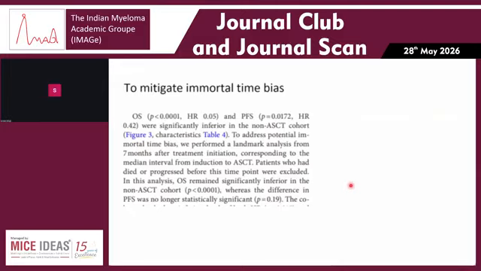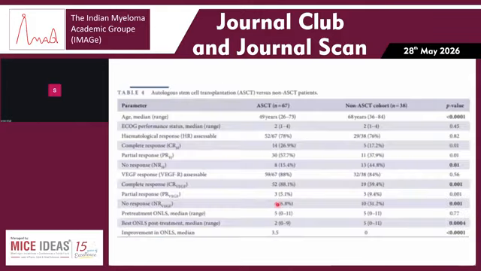Okay, so that is called immortal time bias, and to remove that bias, they have done the landmark analysis from 7 months after treatment initiation. So why have they taken 7 months? Because that is the median time for taking the patient for transplant. So the initial 7 months they have removed from analysis, and they have compared the outcomes of transplant and non-transplant. And here also they have demonstrated that the transplant group overall survival is significantly higher. However, in the PFS, they could not show a statistically significant difference.